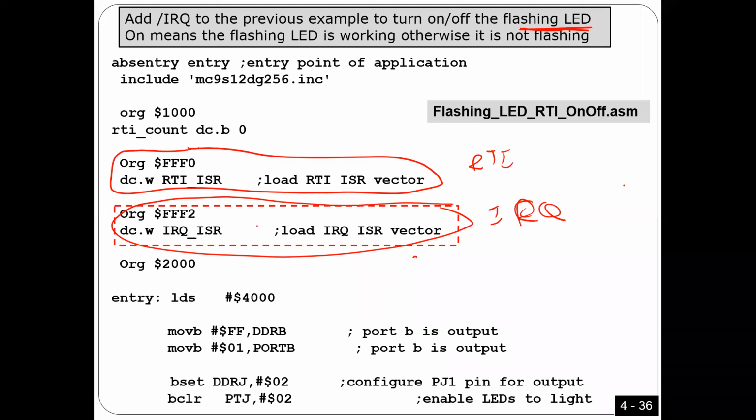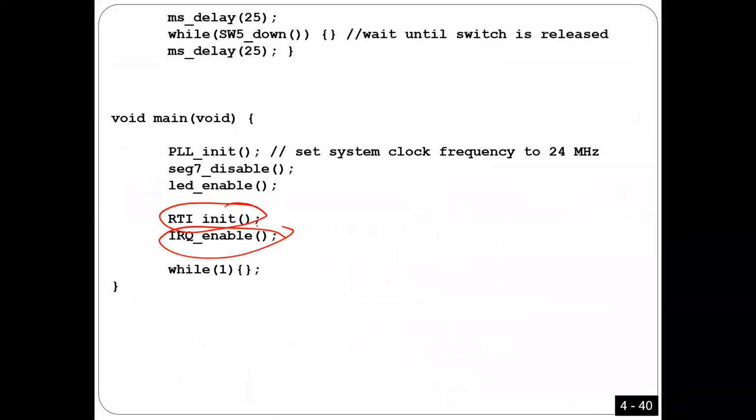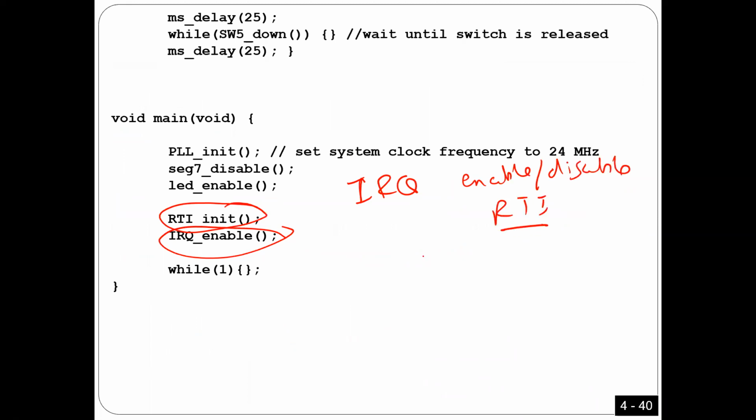In the coming lab, you are going to do a little modification on this one here, okay? What I'm doing here is that IRQ should enable or disable RTI interrupts, okay? In the coming lab, when you press IRQ, we have 4 tasks. We have task 1, task 2, task 3, and task 4, okay?